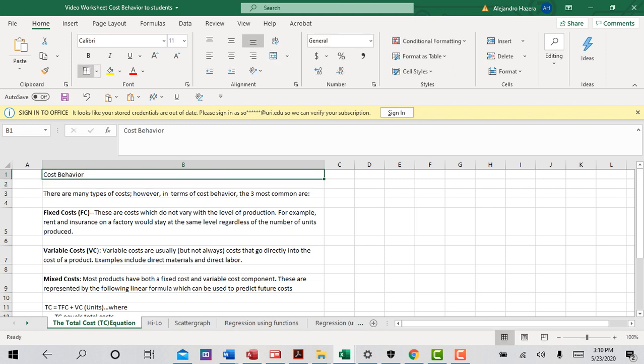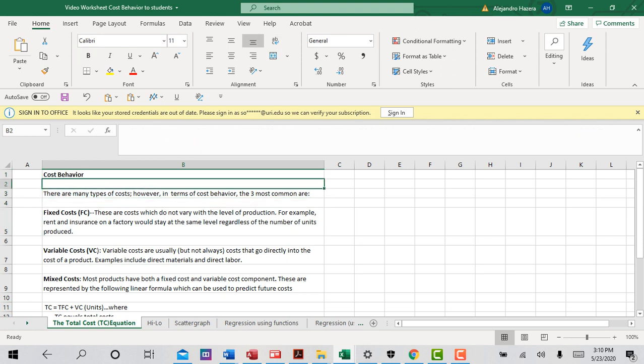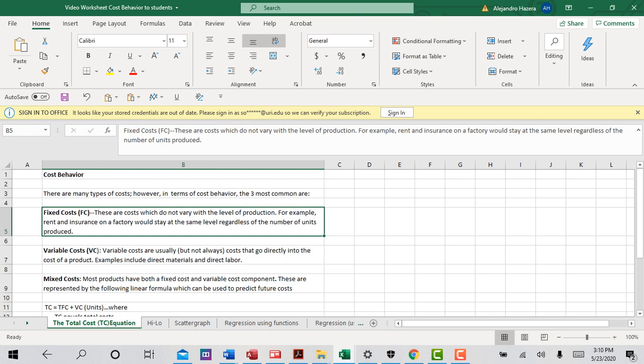This should be from your chapter, but basically there's three types of costs. There's all sorts of costs, but from a cost behavior standpoint, meaning how does cost relate to how many units you produce, there's basically three types of costs. Fixed costs. These are costs which do not vary with the level of production. You've seen this if you read the book. They're pretty easy. Examples include rent on a factory and insurance on a factory.